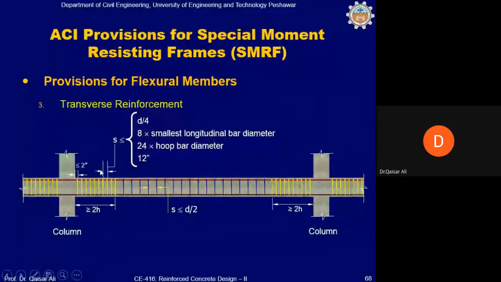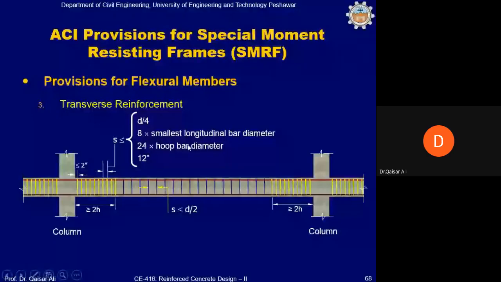Within this location, the spacing of the stirrup shall be equal to d/4. If the depth is 2 feet, it will be 24 inch divided by 4, 6 inch, or 8 times the smallest longitudinal bar diameter. If the bar diameter is 6/8, then 8 into 6/8 will also give 6 inch. The stirrup diameter is 3/8, so 24 times 3/8 will be 9 inch. So 6, 9, and 12 inch. The least of these is 6 inch, so we will select 6 inch. Okay, like this.